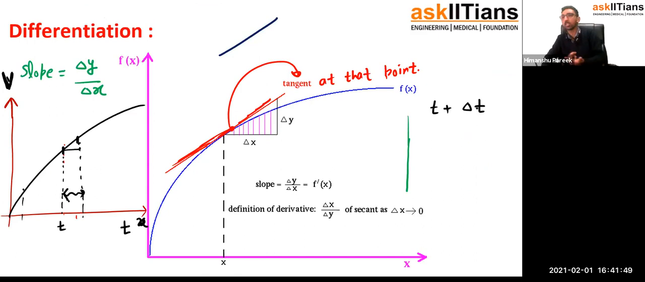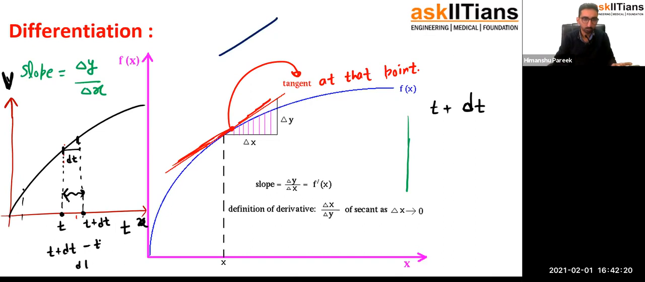But always remember, when you talk about the small change, the large change is represented by delta t. The small change will be represented by dt, small d, small t. So this is represented by dt, the small change. So what will be this? It is t plus dt. So this coordinate is t and this coordinate is t plus dt. You take the difference of them, t plus dt minus t, you would be getting dt, which is this length.